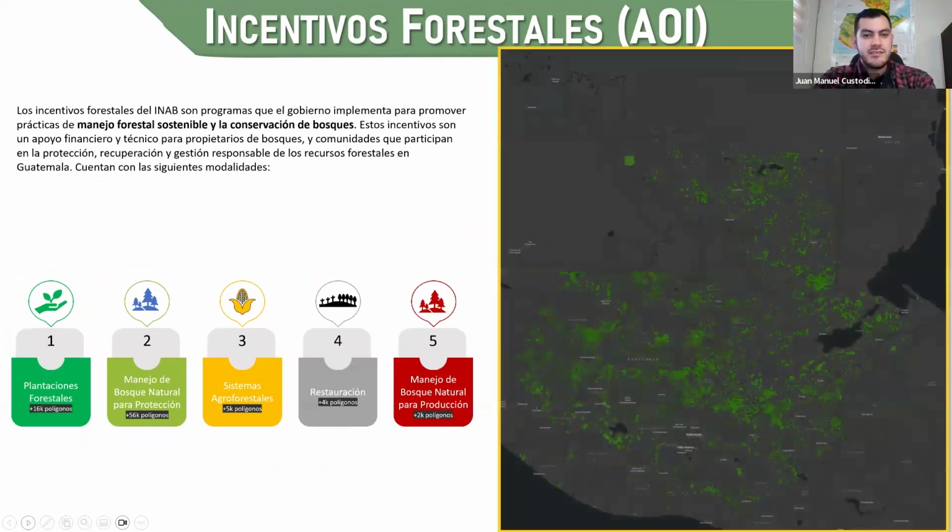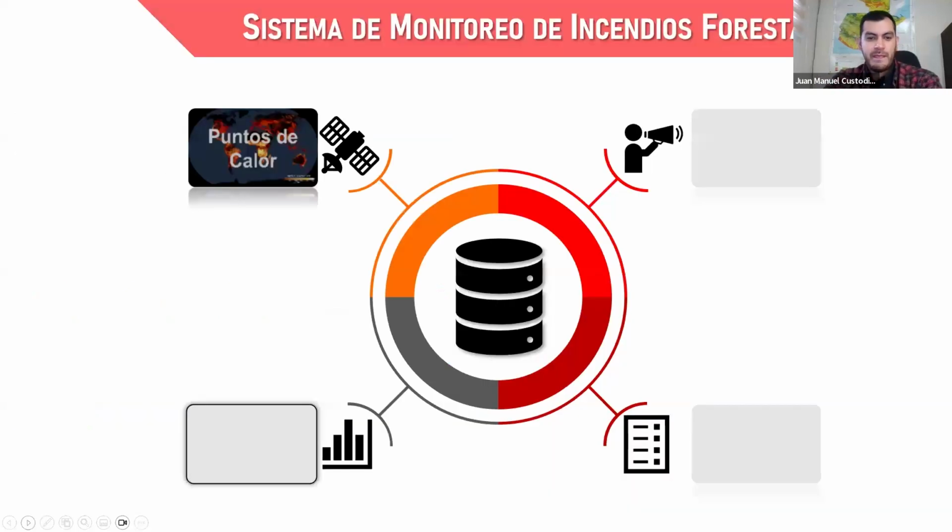These incentives are distributed throughout the whole country. Currently, we have more than 89,000 polygons, all of which we monitor annually. Next, please.